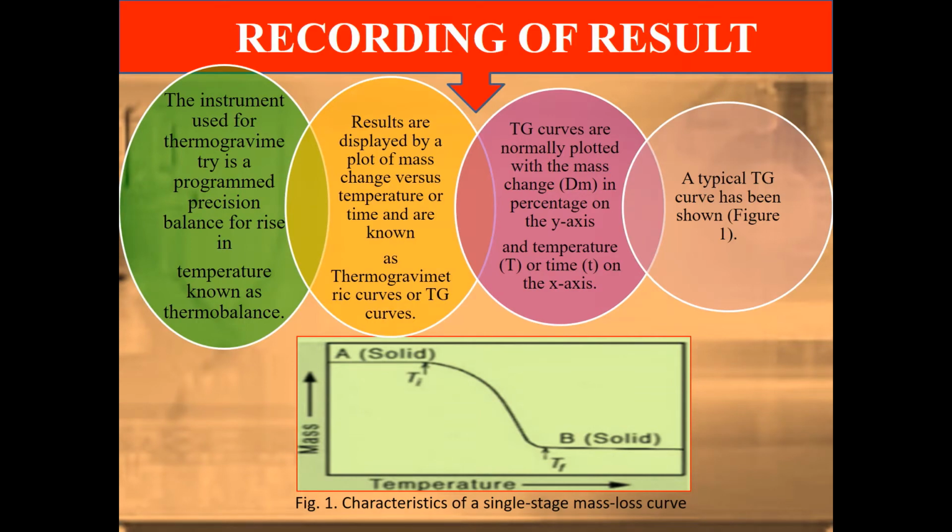Regarding the result, the instrument used for thermogravimetry is a programmed precision balance for rise in temperature known as a thermobalance. And you can see here a graph that is plotted between mass and temperature. Results are displayed by a plot of the mass change versus temperature or time and are known as thermogravimetric curves or TG curves. TG curves are normally plotted with the mass change dm in percentage on the y-axis and the temperature T or time t on the x-axis. A typical TG curve has been shown in figure 1.